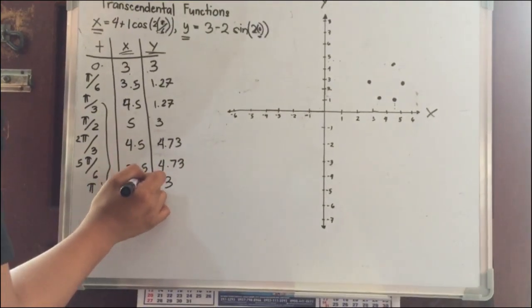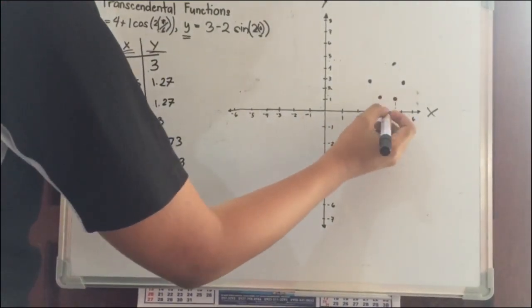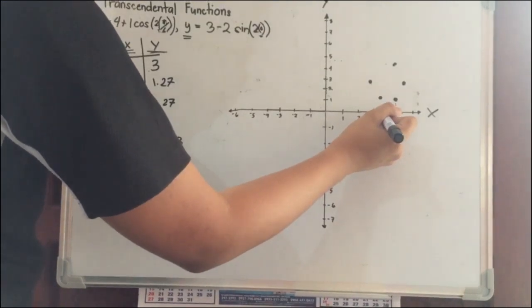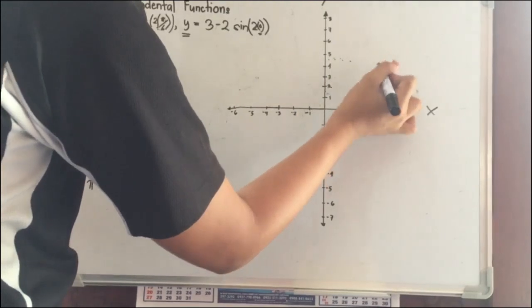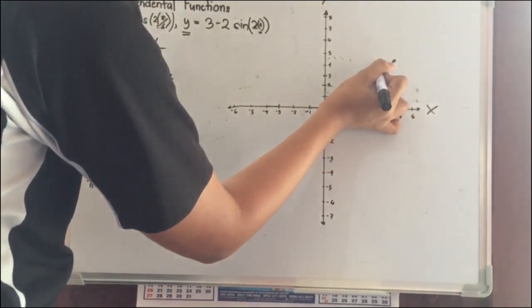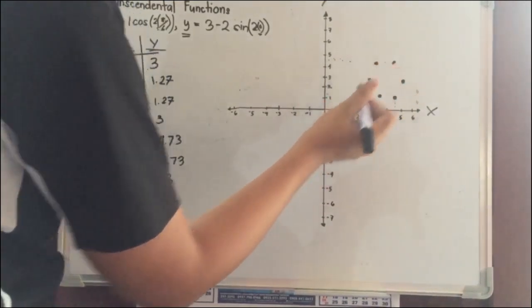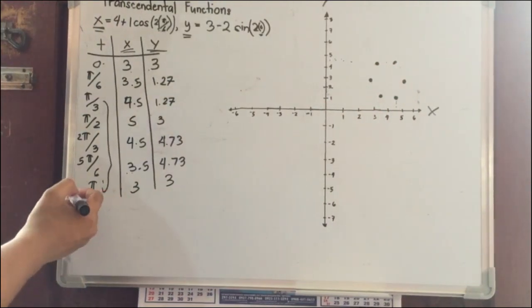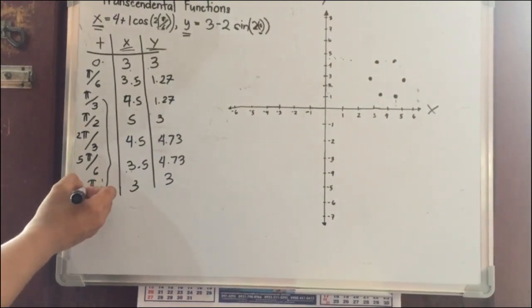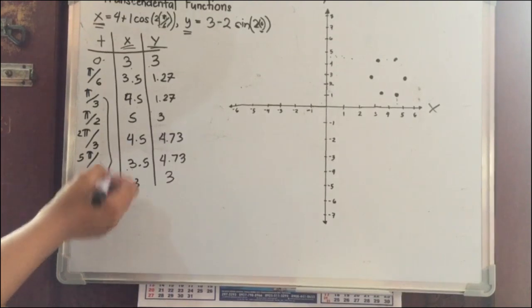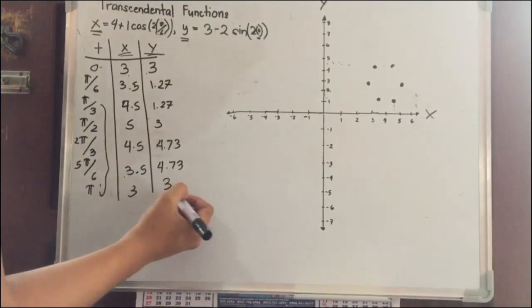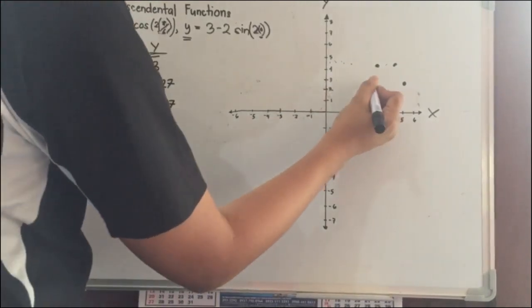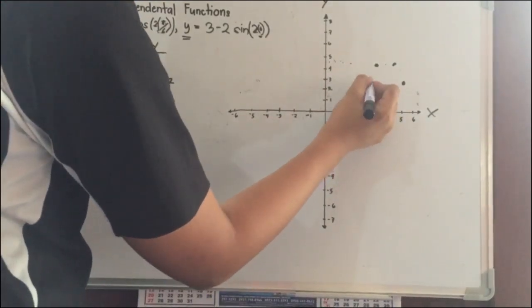there would be 3.5. So 3.5 is located here, and 4.73. So 3.5 and 4.73. The last point will be located here. So the last, if t equals pi, then x is equal to 3 and y is equal to 3. The point will go back to the first point.